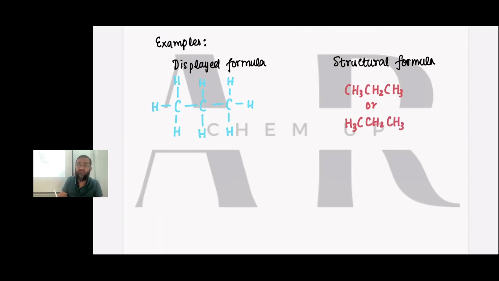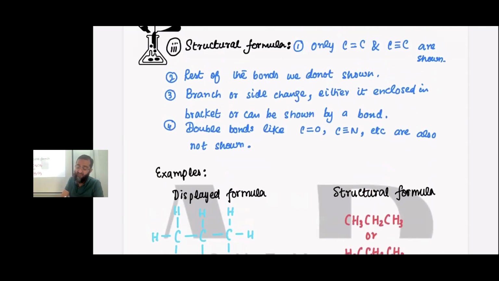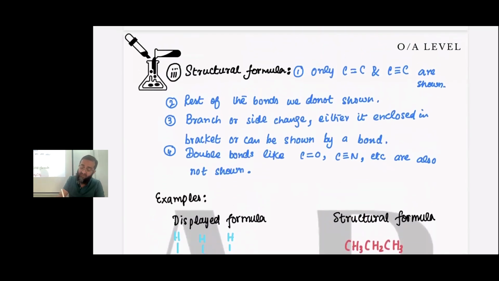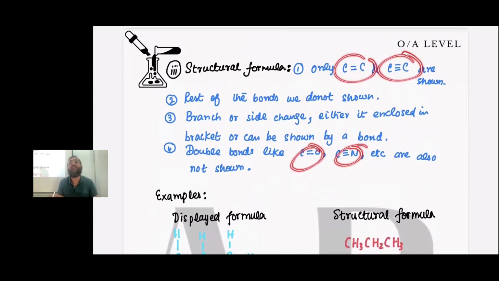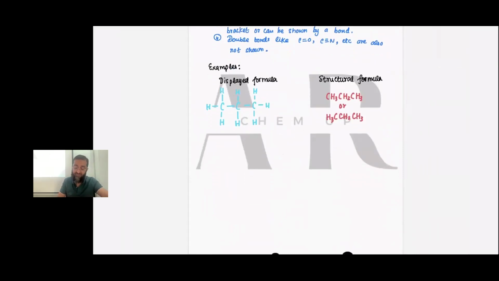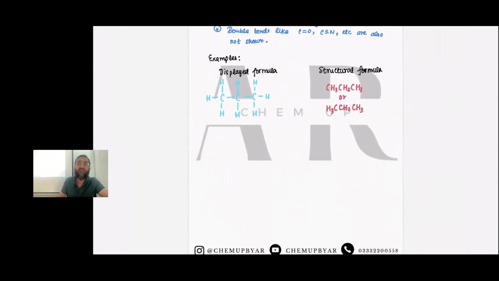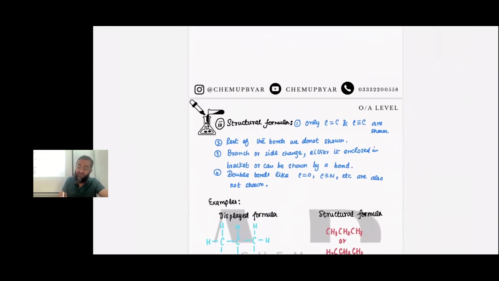Is this clear? Okay. So do remember that these bonds can be shown in the structural formula. These bonds or any other double or triple bond which is between the other elements, we do not show those bonds. The bonds between the carbons are actually shown in the structural form. If there is a double bond or a triple bond with the carbon with other element, we don't show them.